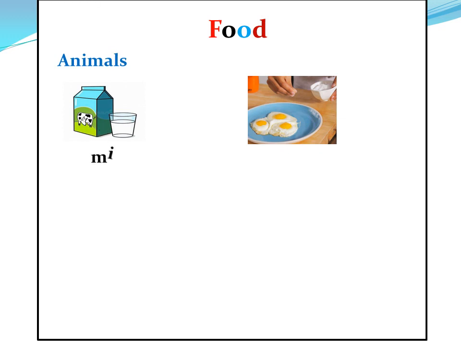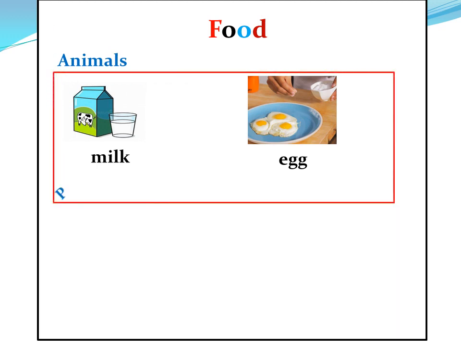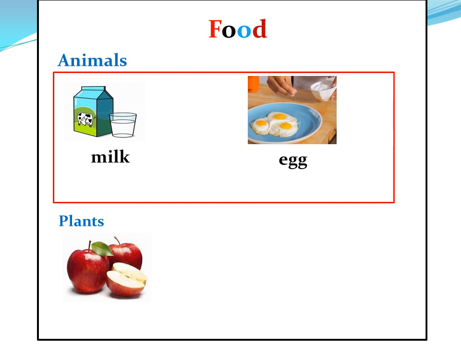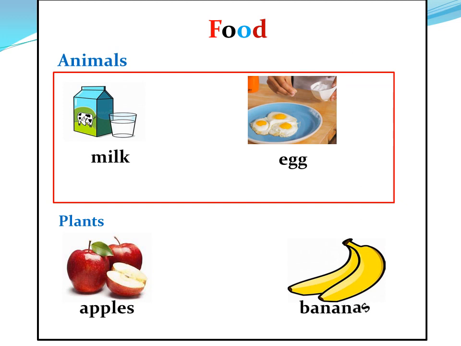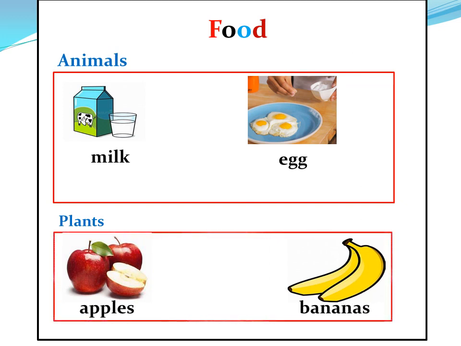We have an example here of milk and eggs. So I'm going to write milk, then eggs. You can add other pictures, three or four pictures. Then we move to the foods that come from plants. The same thing, I choose apples here and bananas. Then I write apples, then bananas.